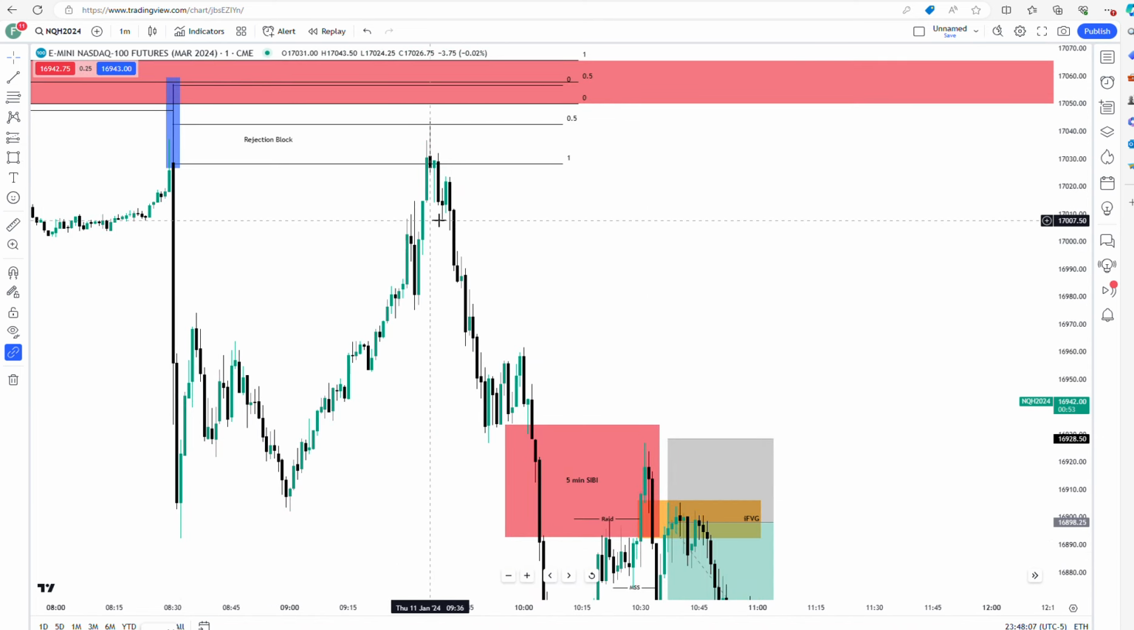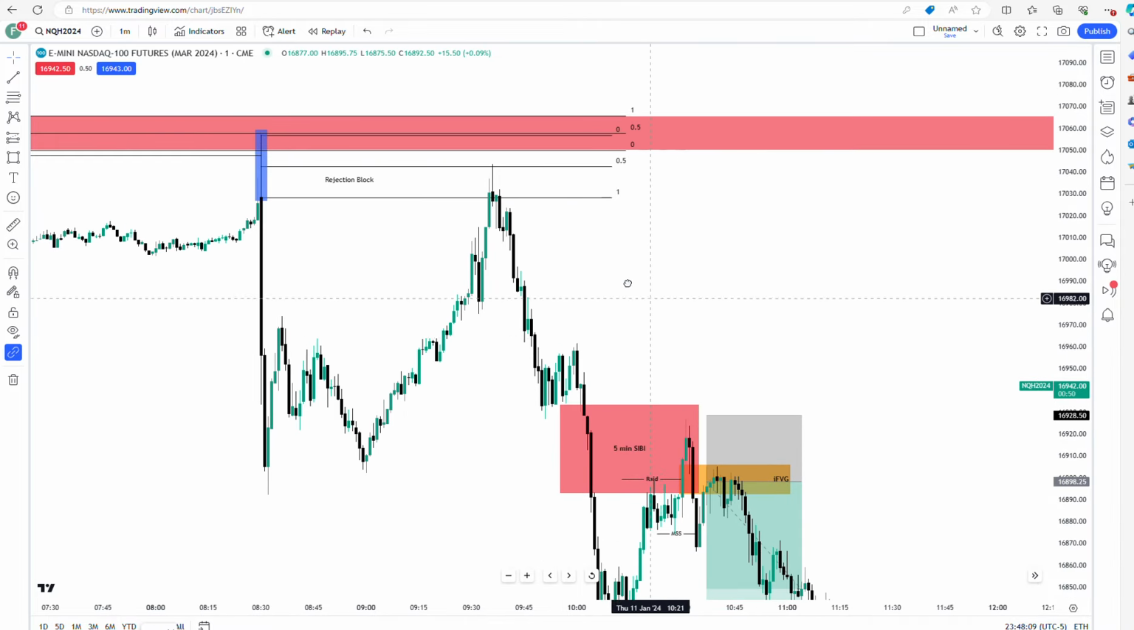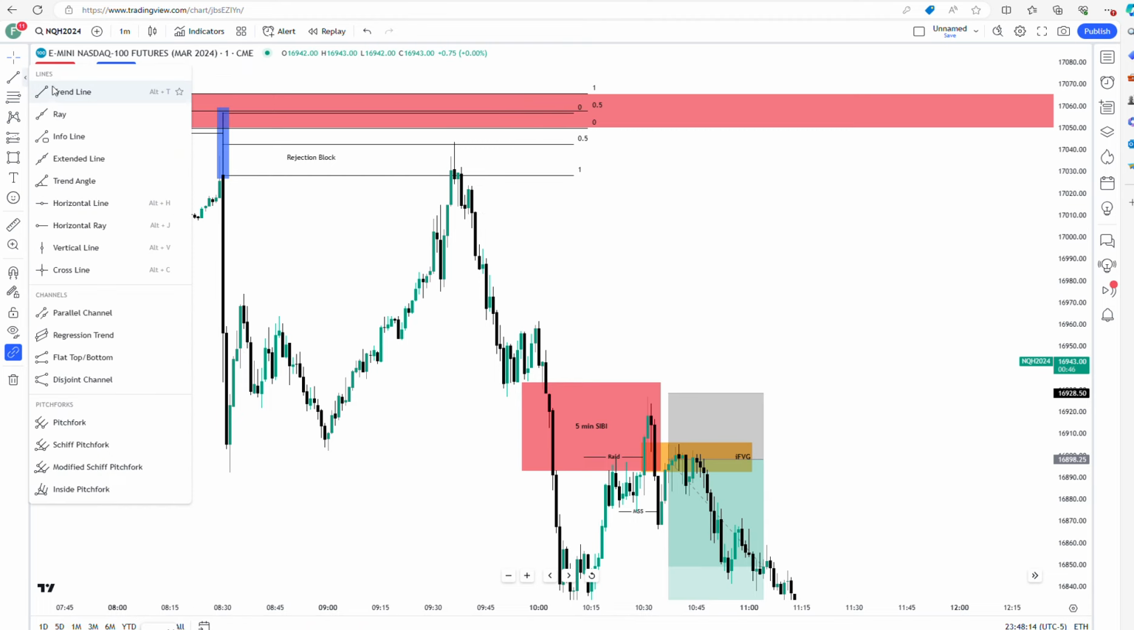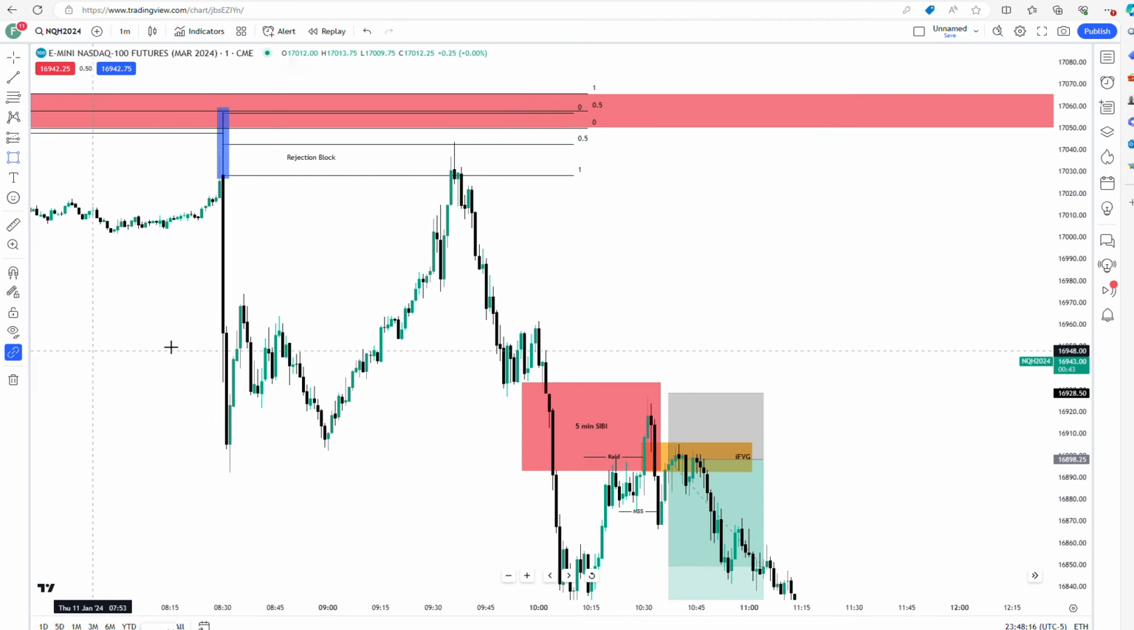Now, entry models here depend on what you trade and the time frames you trade. I know some people have asked me about market open trades. Well, there is one here technically, but it makes use of an inversion.